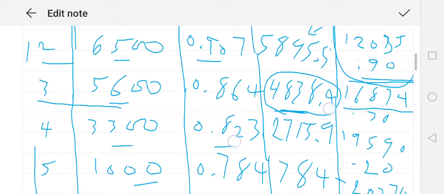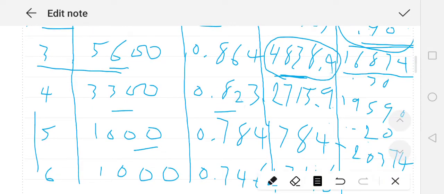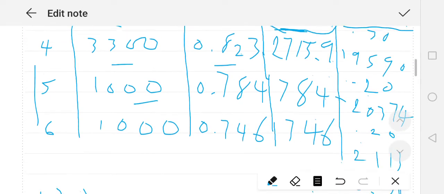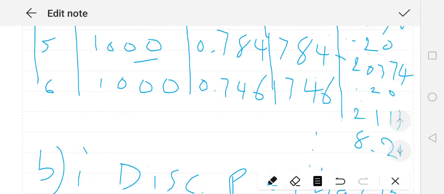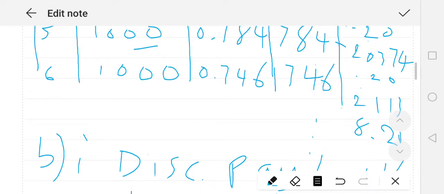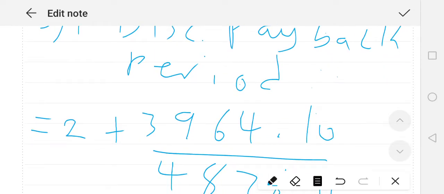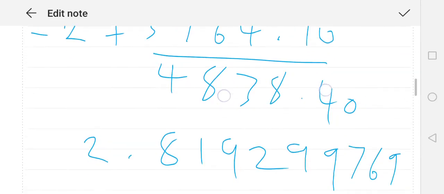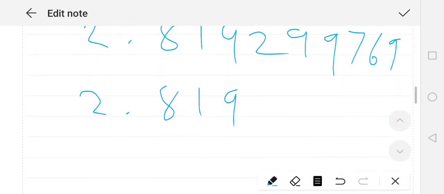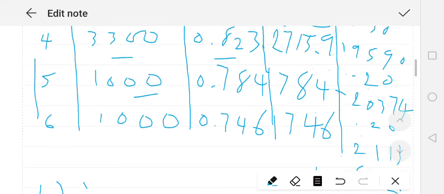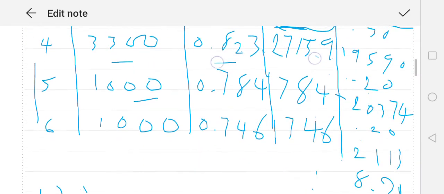But the project is supposed to go for 6 years, so it's good to undertake such a project, because within 2.8 years you would have recouped your money. So approximately within 3 years you would have gotten your money back. And so that is the B I, the discounted payback period.